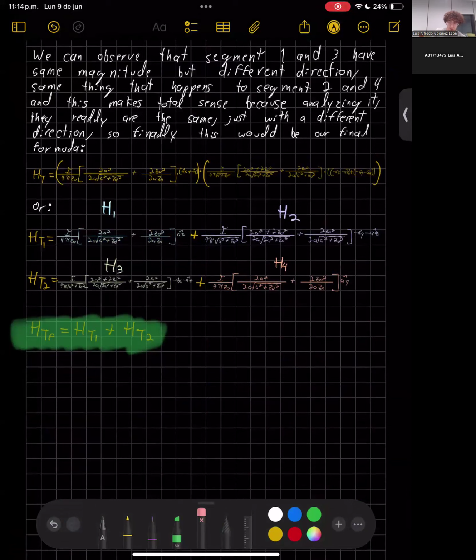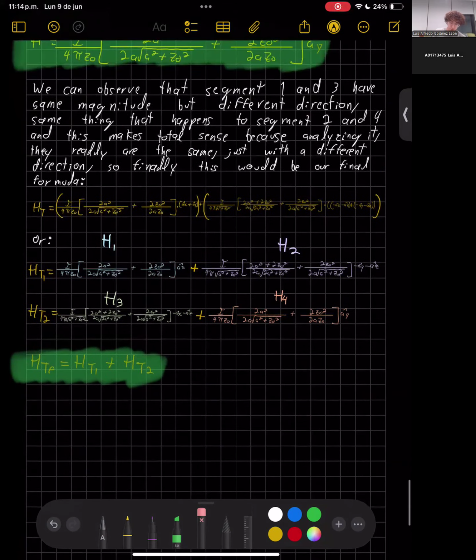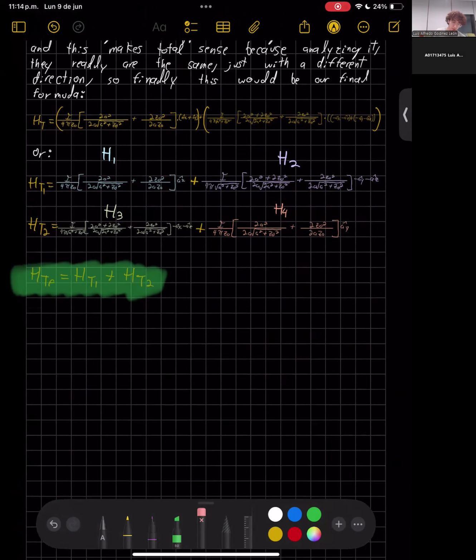So I did it like this. The H total final is going to be the H total 1, that is the first magnetic field plus the second magnetic field, plus the H total 2, that is the third magnetic field plus the fourth magnetic field, and we get that.